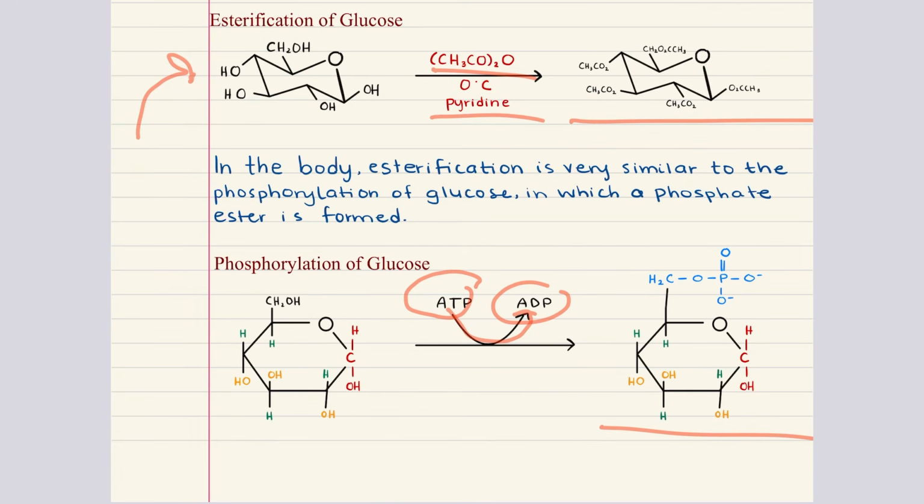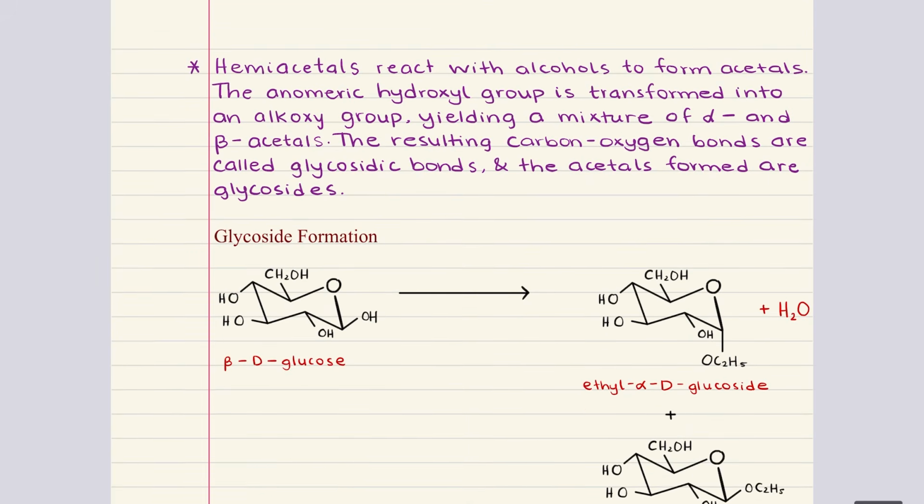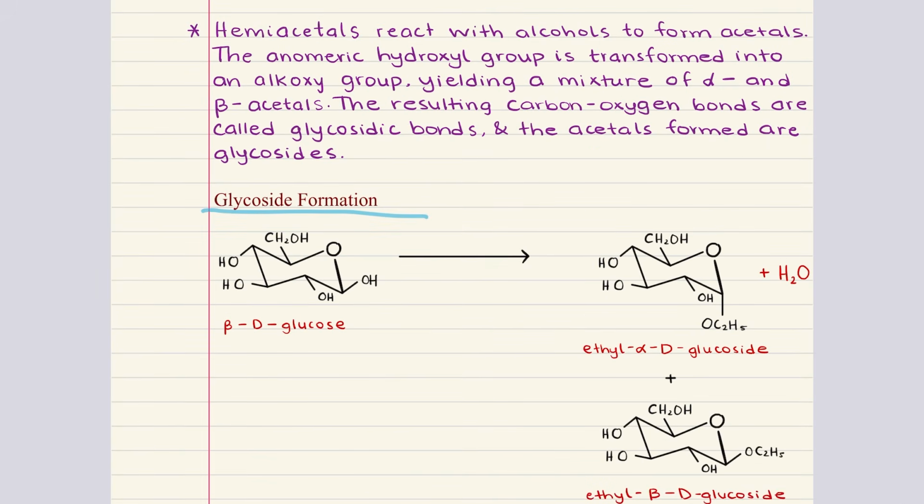process. Now let's talk about one final type of reaction, and that is glycoside formation. Now this one is especially important when we start forming disaccharides and polysaccharides. Let's start from the beginning here. Hemiacetals, like the ones found in cyclic monosaccharides, can react with alcohols to form acetals. Specifically, the hydroxyl group on the anomeric carbon is going to react with an alcohol, and that OH group is going to be replaced with an alkoxy group.